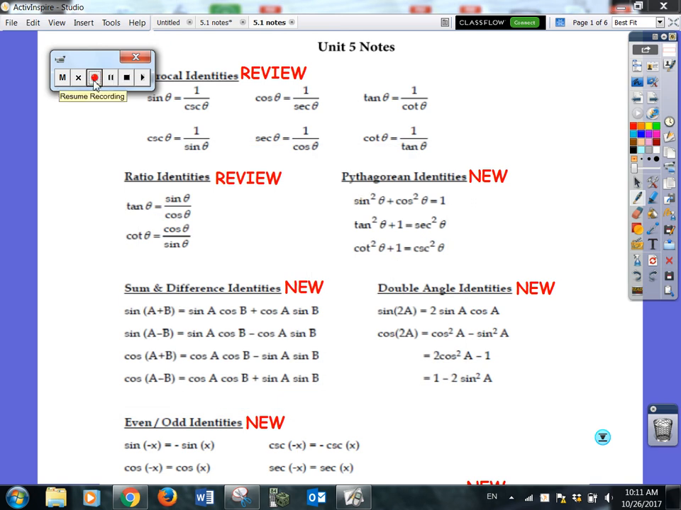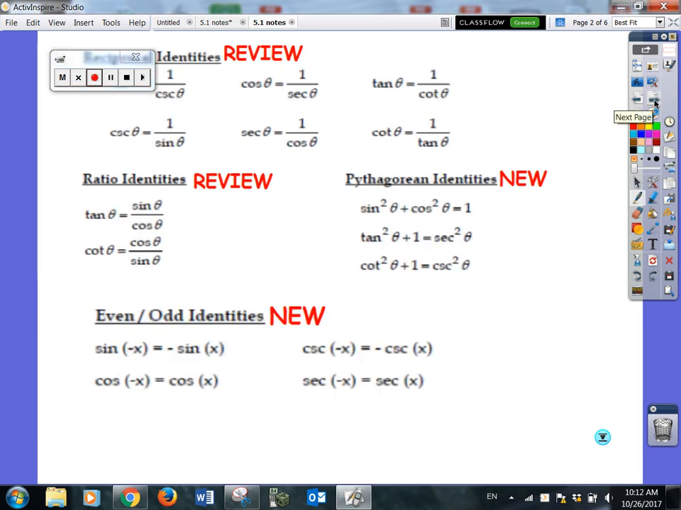Sheet with you every single day so that you can use it for when you're doing your notes, when you're doing your classwork, and when you're doing your homework. The ones that we're going to focus on first are going to be these right here. The reciprocal and ratio, which we've done before. Pythagorean is going to be a big one that you need to know. And then the even and odd, you don't see a lot of that.